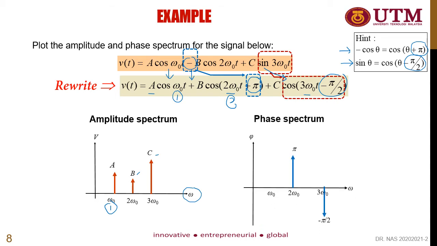Next, you need to plot the phase spectrum. So for the first one, you have omega naught. At omega naught, there's no phase shift, so it is 0. And then at 2 omega naught, you have positive pi, and then at 3 omega naught, you have negative pi over 2. So remember, if you need to plot a spectrum, make sure you plot both the amplitude and the phase spectrum.